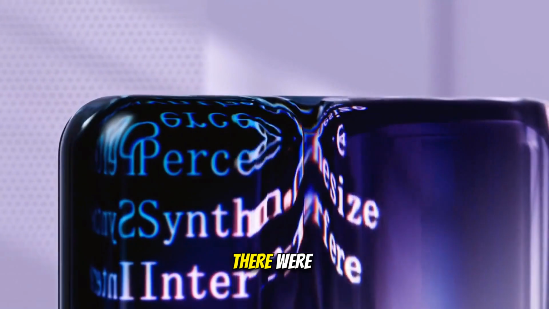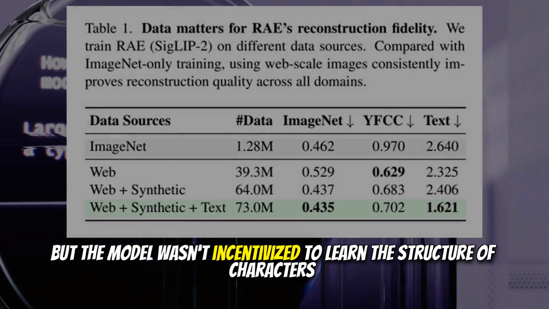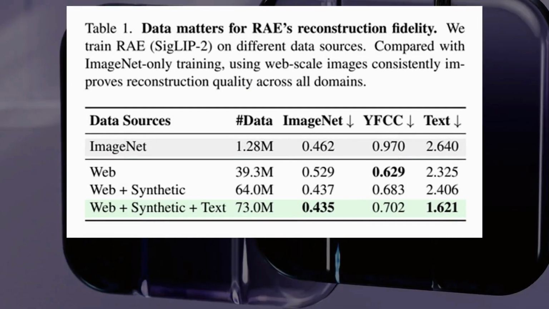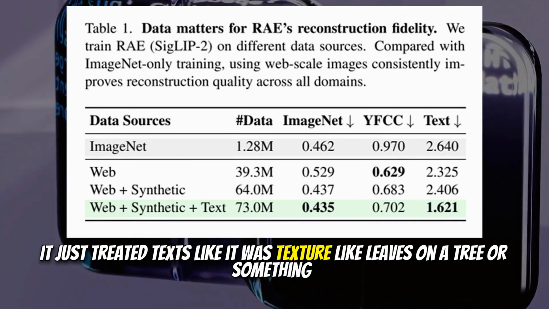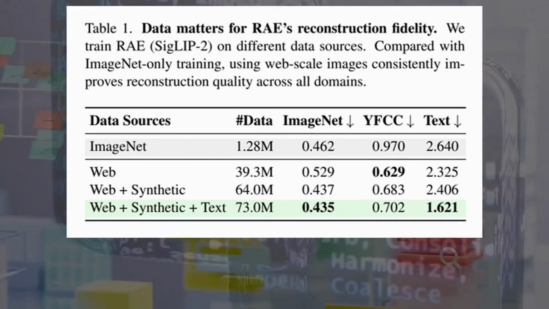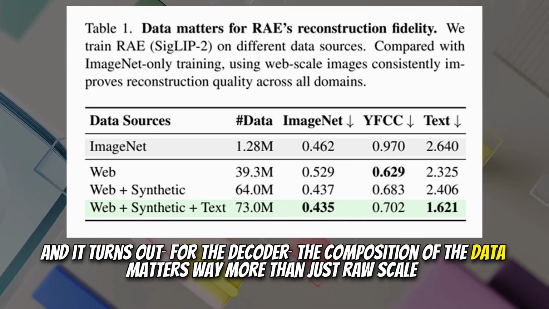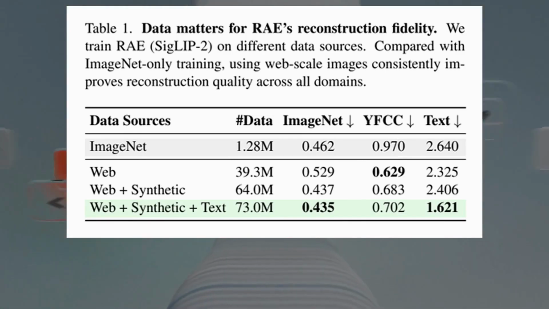But wait, if they scraped the web, surely there were millions of images with text in that training set. There were, but the model wasn't incentivized to learn the structure of characters. It just treated text like it was texture, like leaves on a tree or something. And it turns out, for the decoder, the composition of the data matters way more than just raw scale. So how did they fix it?